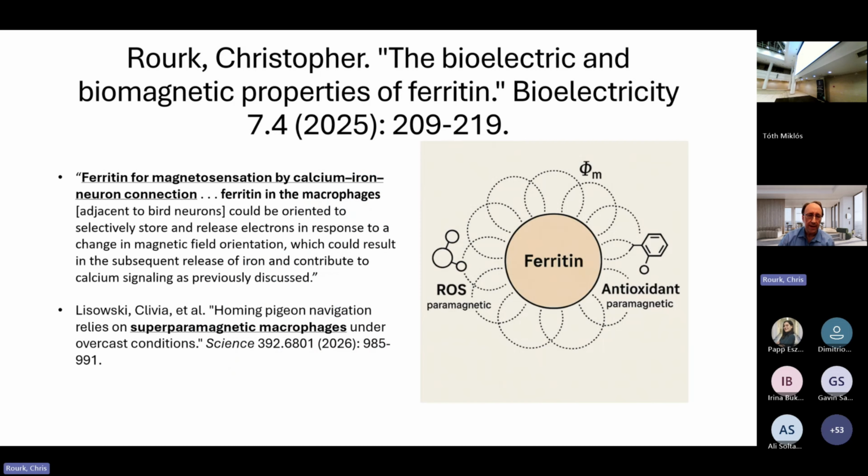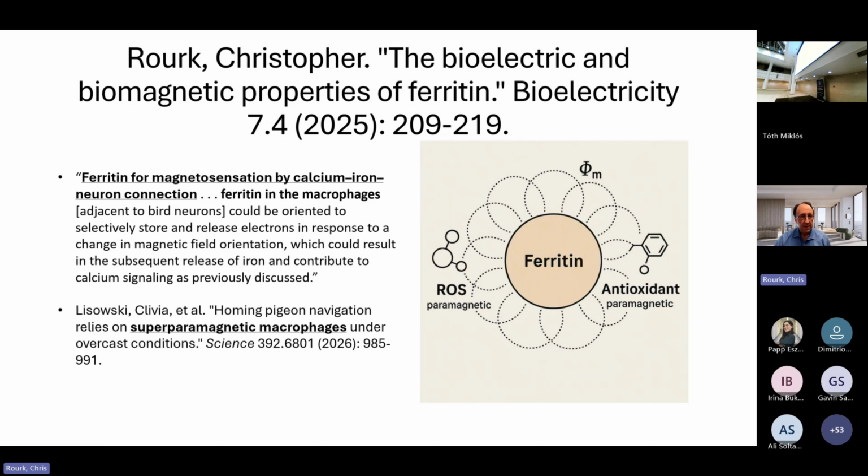I also have this magnetic model that shows paramagnetic antioxidants being attracted to the ferritin and donating their electrons, and then the ROS being attracted and receiving the electrons, again explaining what's been observed in many studies: that ferritin is overexpressed in response to ROS and inflammation.